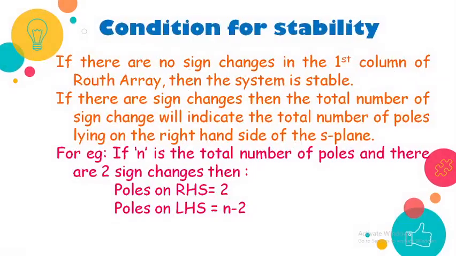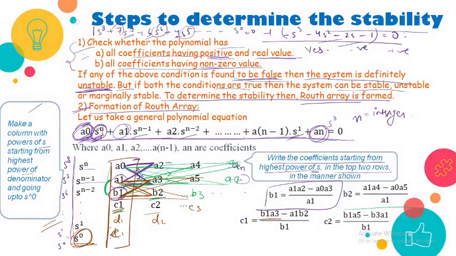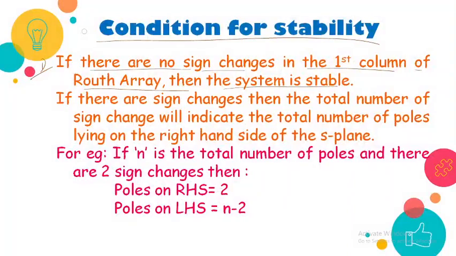So what this is saying is, if there are no sign changes in the first column of the Routh array, so this is the first column: A0, A1, B1, C1, D1, E1 and so on. If there are no sign changes, then the system is stable. You don't even have to check what the value is. You just have to check whether this first column has any sign change.